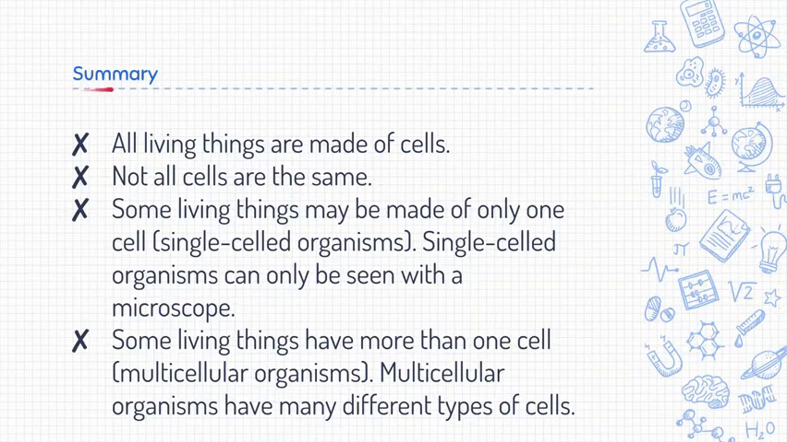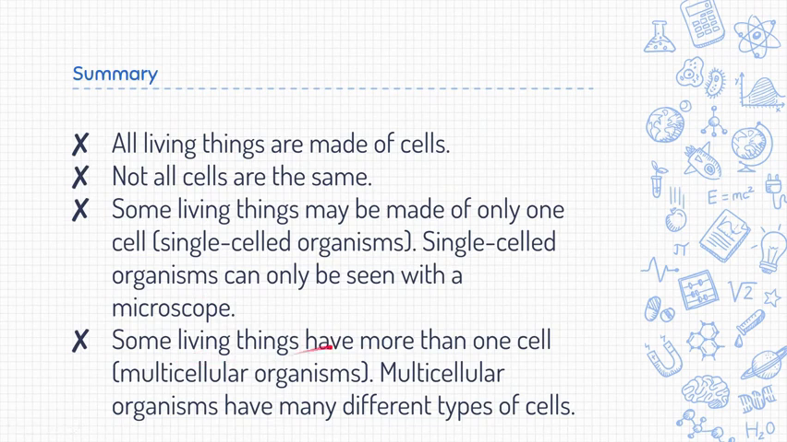So, as a summary, I just wanted to take a second to review last unit. There were four key points from last unit. Number one, let's remember that all living things are made of cells. Not all of these cells are the same. Some living things may be made of only one cell. We call them single celled organisms. And these single celled organisms can only be seen with a microscope.